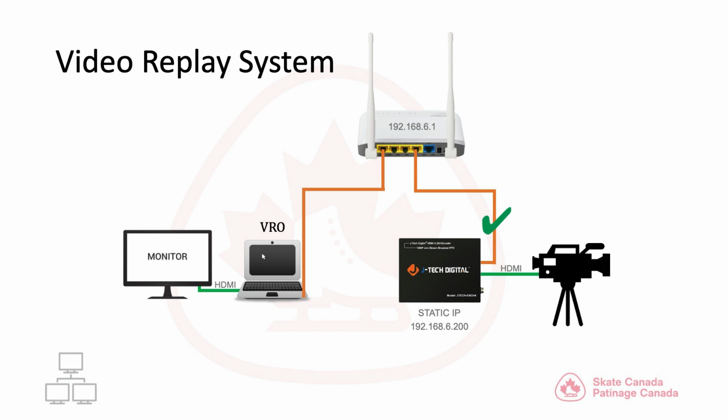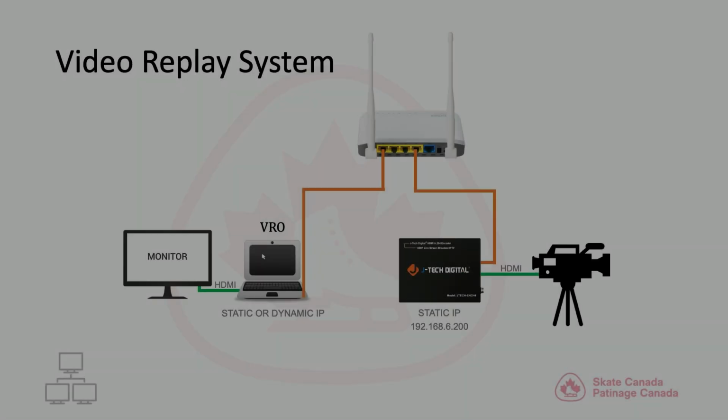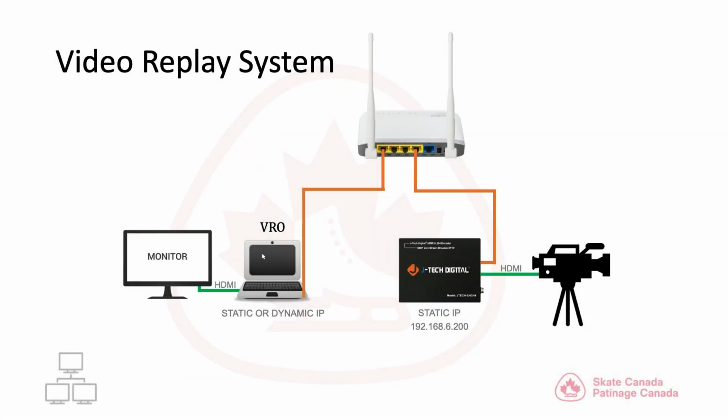If your section is using the factory default IP address of 192.168.1.168 for your JTEX box, then you'll need to ensure that the router being used to network it with your VRO laptop is configured to the 192.168.1 subnet. Okay, let me switch this back to the typical Skate Ontario system that uses the .6 subnet.